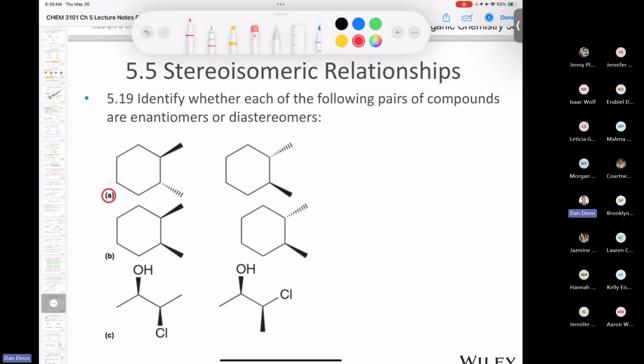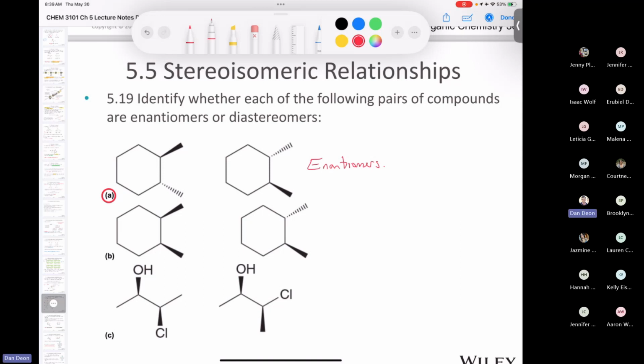Yeah, thanks, Jennifer. Yep, they're enantiomers. Can't argue with that, right? This wedge is flipped to a dash. This dash is flipped to a wedge, so absolutely. Perfect. So we'll put here enantiomers. Jennifer, do you have the answer to the next one? Or anybody?